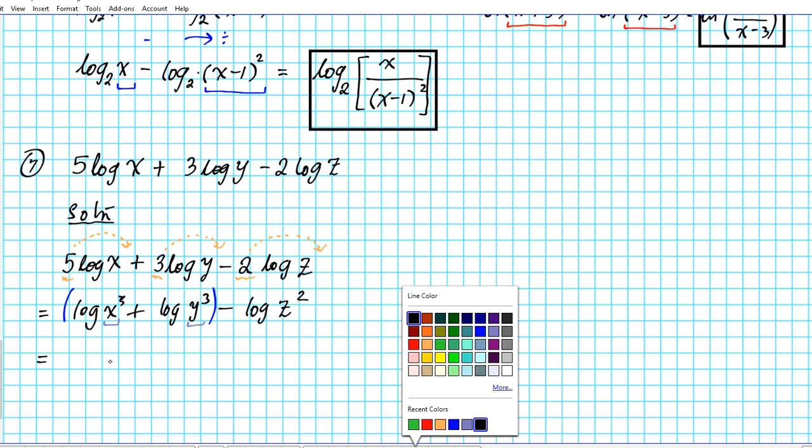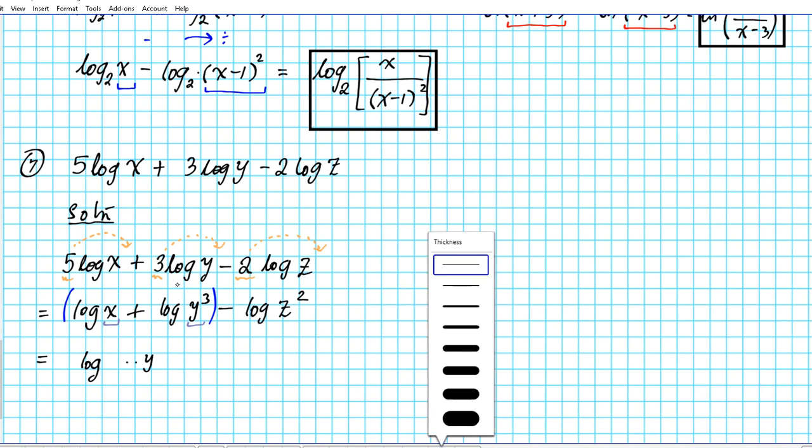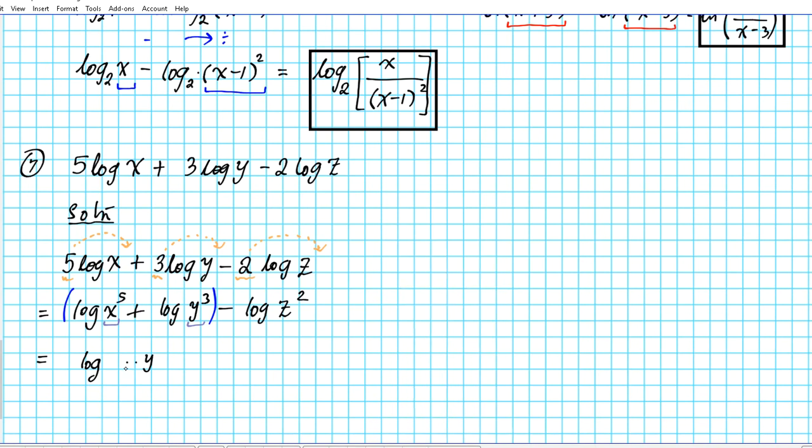We're now going to have the common log of x to the third times y to the, oh wait a minute, I changed something here. This is supposed to be 5. My 5 changed into a 3. Sorry about that. Let's fix that real quick. So we have x to the 5th power, y to the 3rd power. Okay? So we have that minus the log of z squared. Now we have 2 terms, much better.